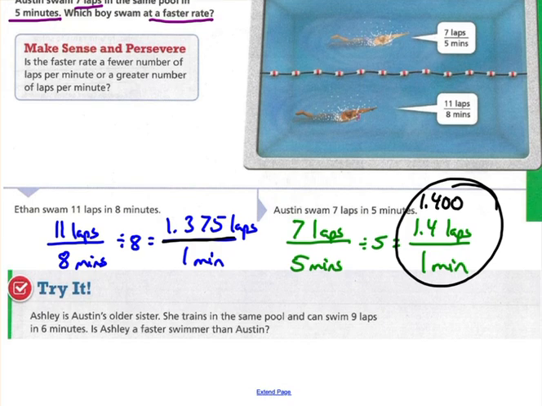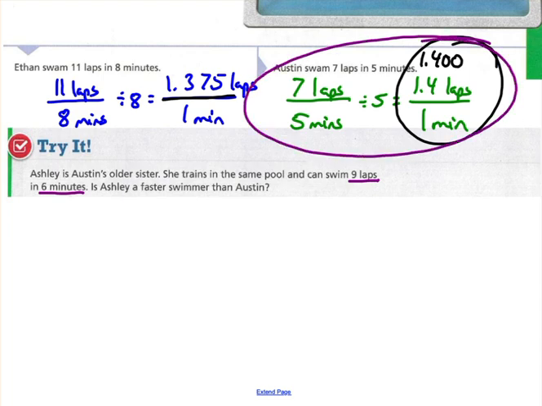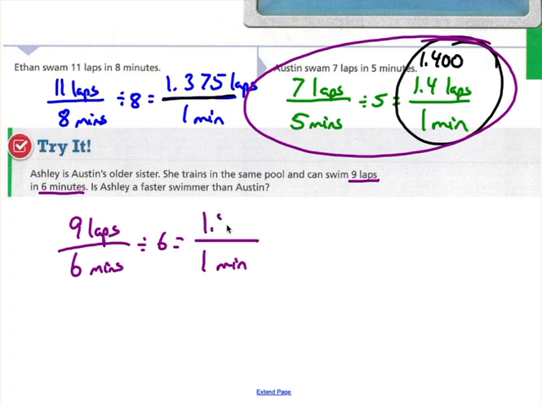He's going more distance in the same minute. Okay? All right. Then we have the try-it problem down here. The problem says Ashley is Austin's older sister. She trained in the same pool and she can swim 9 laps in 6 minutes. We want to know, is she faster than Austin up here? Well, again, the best way to compare is to turn it into a unit rate. So 9 laps in 6 minutes. I'm going to divide by my denominator to make it into a unit rate. And I get 1.5 laps over 1 minute. Well, in 1 minute, Ashley can swim 1.5. Austin can swim 1.4. So Ashley is swimming more laps in the same amount of time. So she is the fastest of those three. Okay? But we weren't able to compare those until we could turn them into unit rates.